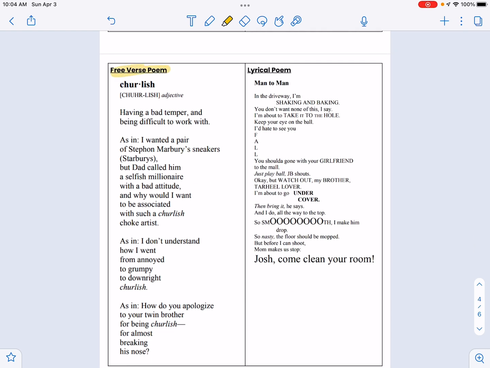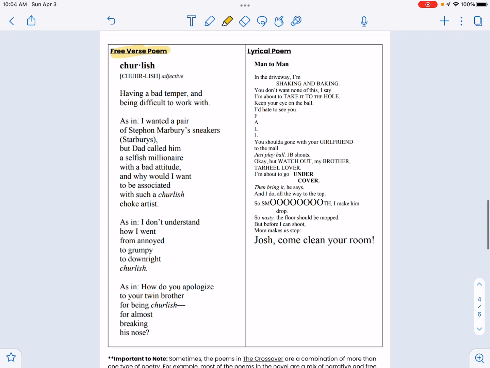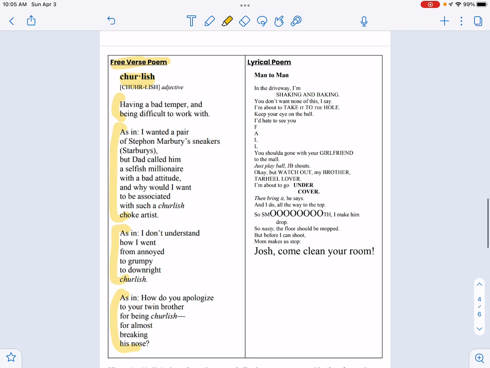Free verse poem, there's no pattern, there's no rhyme to it. So anytime in The Crossover book where Josh is giving us those vocabulary terms and giving us examples with his as-ins, those were examples of free verse poems.